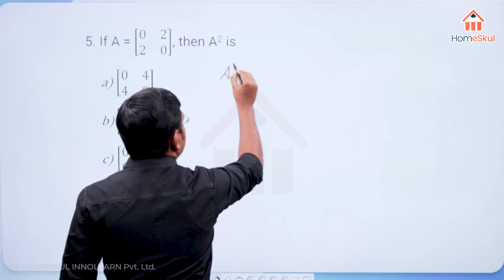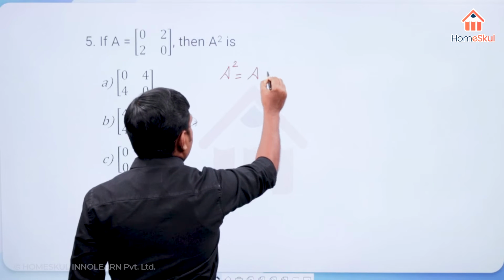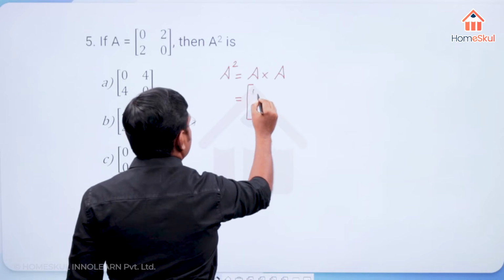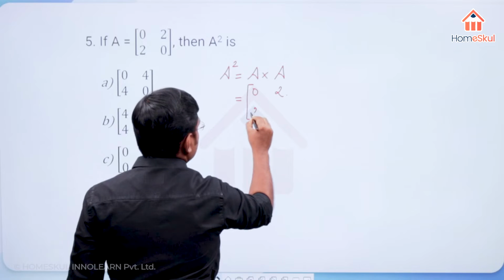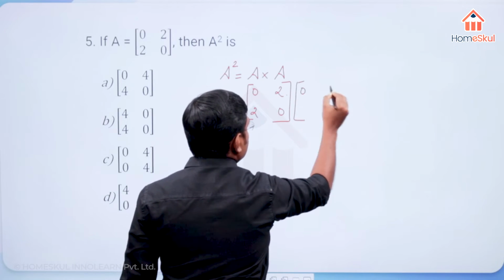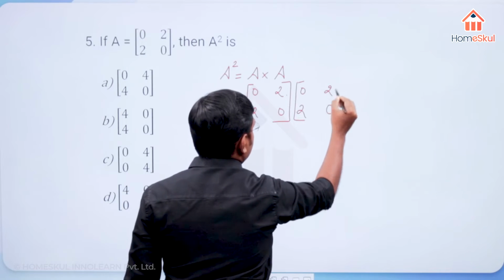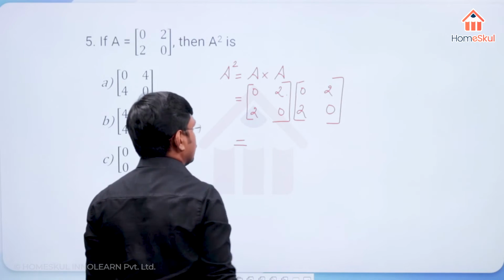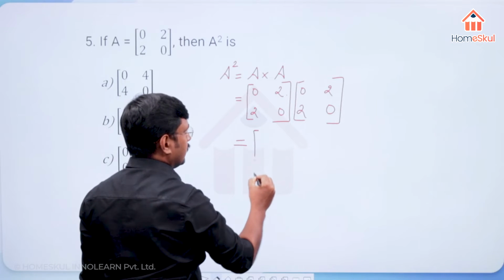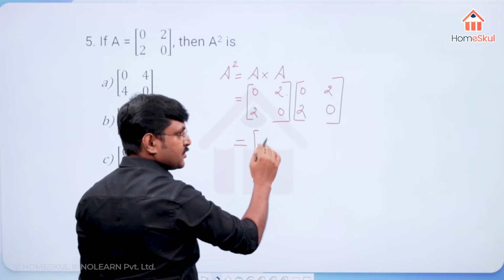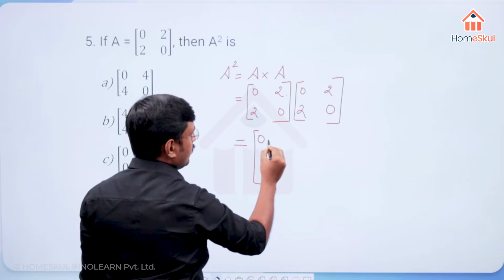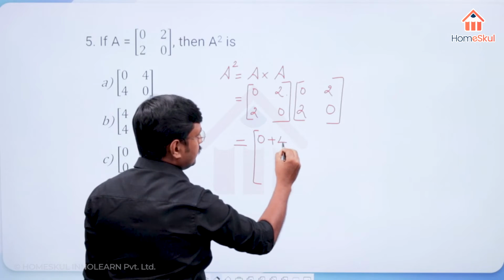What is A square? A square is actually A into A, which is equal to the matrix 0, 2, 2, 0 into 0, 2, 2, 0. I need to multiply this, right? Yes, first row, first column, we know that. To get the first element in the first row, first column, we multiply first row, first column. So 0 into 0, 0 plus 2 into 2, 4.